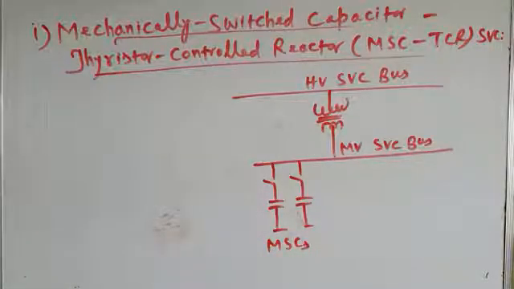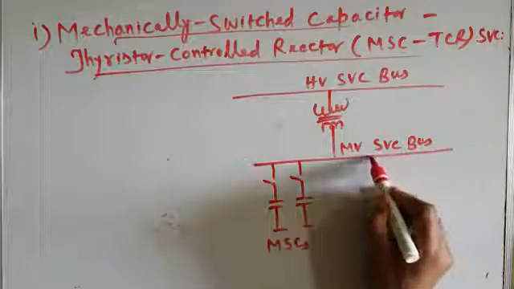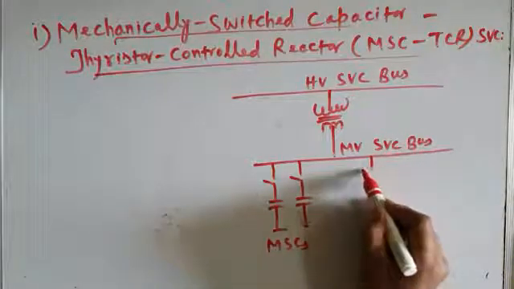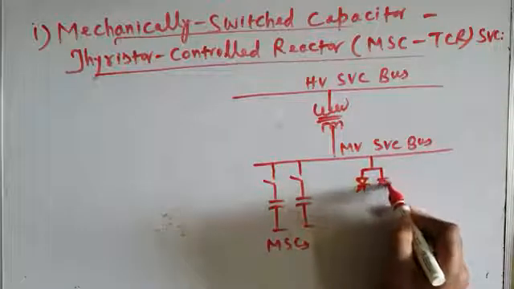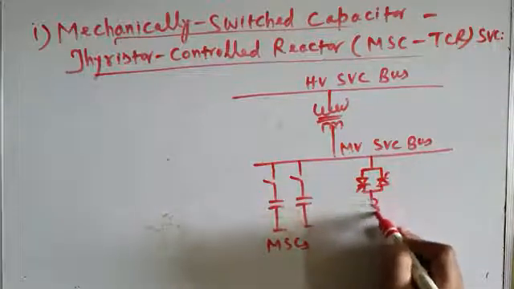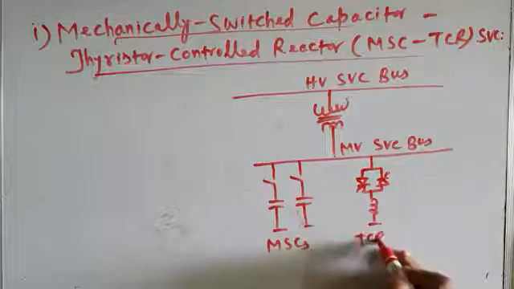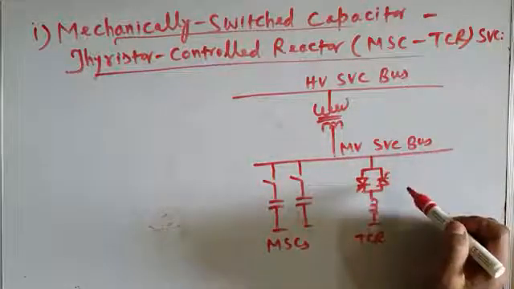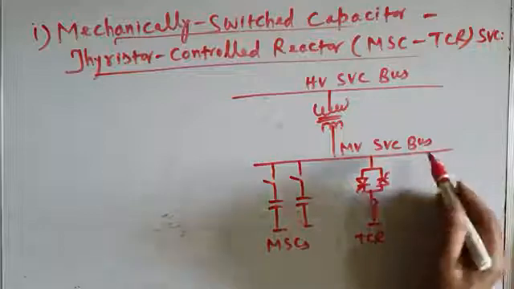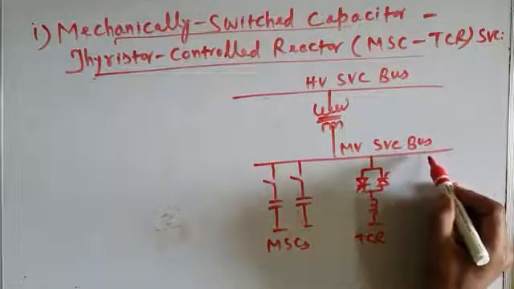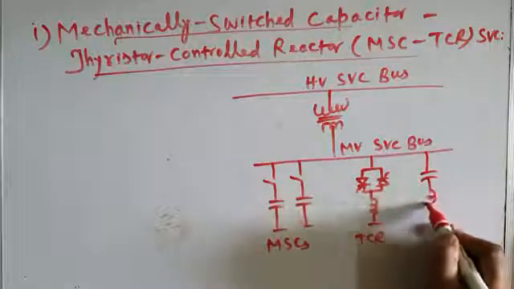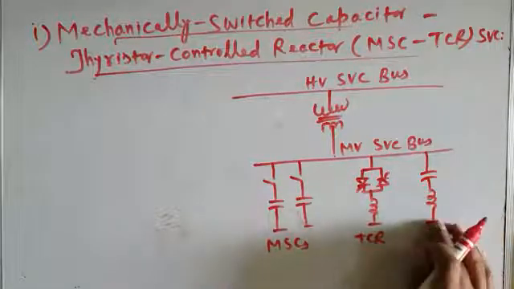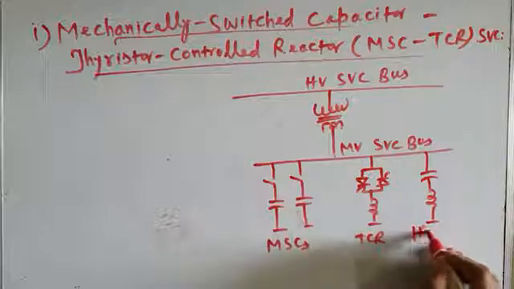Okay. And then we have the thyristor controlled reactor, TCR. And this is the circuit diagram of the TCR. This is TCR. And of course, in order to suppress the harmonics, especially lower order harmonics, we have to connect a harmonic filter. So this is our harmonic filter.